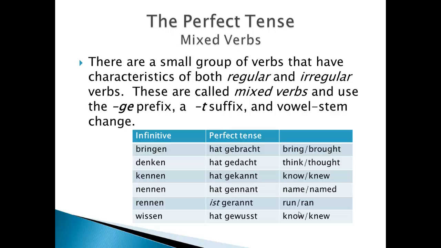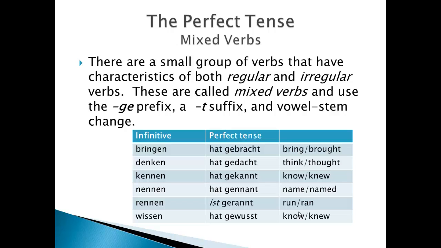A note on a few different verbs in the perfect tense. We've worked with the perfect tense for a while. Remember, you start with the auxiliary verb haben or sein, depending on what type of verb it is, and then you add the past participle at the end of the sentence or the clause. There are a group of mixed verbs that you need to memorize, and they're mixed because they have traits of both regular and irregular verbs.